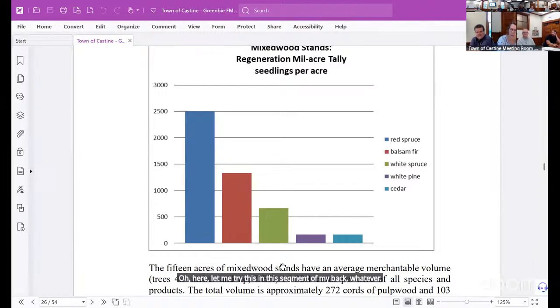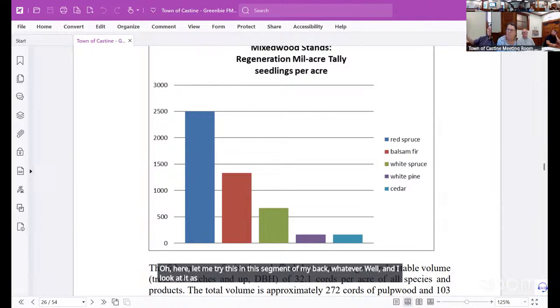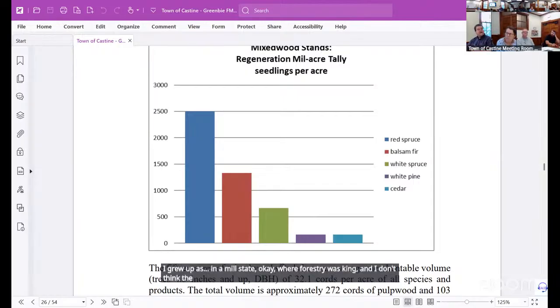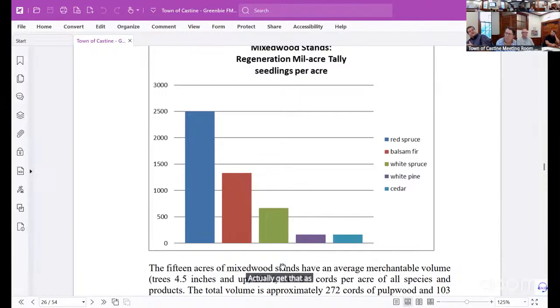Well, I look at it from the perspective that I grew up in a mill state, where forestry was king, and I don't think the new generations actually get that as much. They think they can just conserve, not manage.